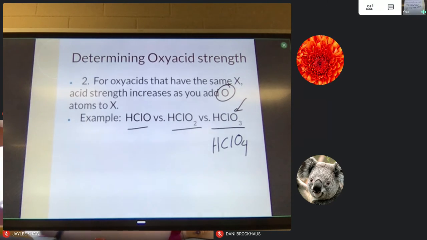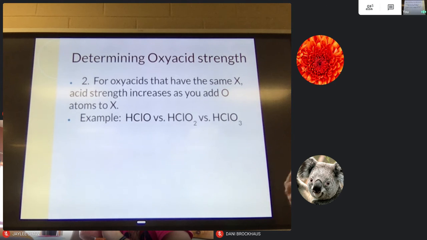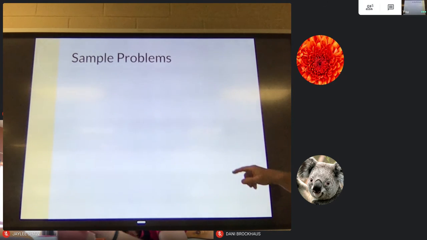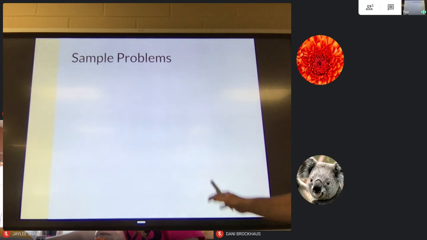So with oxyacids, there are two things to look at: what's attached to the O's, and how many O's there are. That will make this way easier for you. That's a general idea of how to put all this together. We're going to do a couple of sample problems, and I'll show you how to think your way through this.